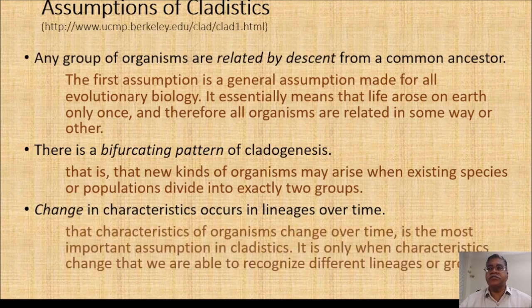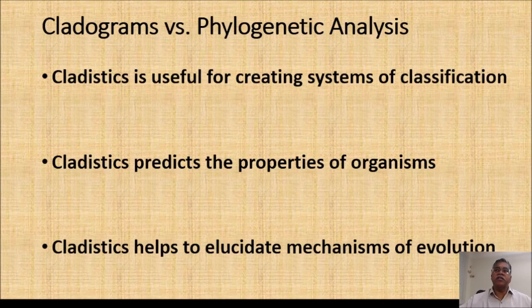And the changes in characteristics occur in lineages over time, and that's the third assumption. You can see the last part of this description is that only when the characteristics change are we able to distinguish. So it's a very phenotypic way of looking at things. Now, when you look at cladograms, which is cladistics organization versus a phylogenetic analysis, cladistics is useful for creating a system of classification only. Cladistics predicts properties of organisms in the sense, as I said, it is very phenotypic.